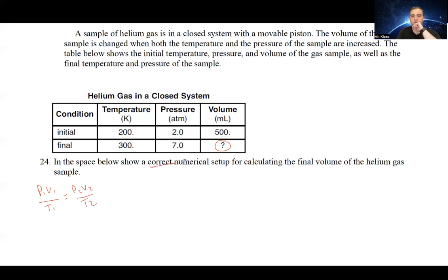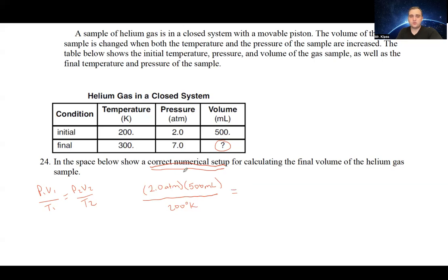Okay, and it says correct numerical setup. So let's plug everything in. Initial pressure, 2.0 atmospheres. Our initial volume is 500 milliliters. Our initial temperature, it's already in Kelvin, so we don't have to convert from Celsius to Kelvin. Our initial temperature is 200 degrees Kelvin.